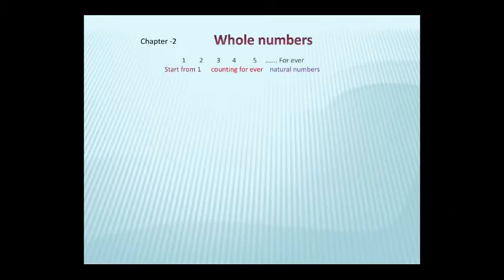See, here natural numbers start from 1, and if you add 1 to 1 you will get 2, if you add 1 to 2 you will get 3, 3 plus 1 you will get 4, 4 plus 1 you will get 5, like that forever, because counting never stops. If you go on counting, you will get the next higher number. So that's why I am telling you, start from 1. Natural numbers start from 1, counting forever is known as natural numbers.